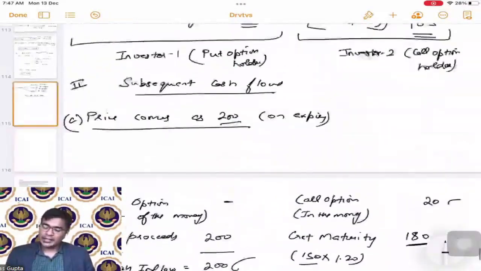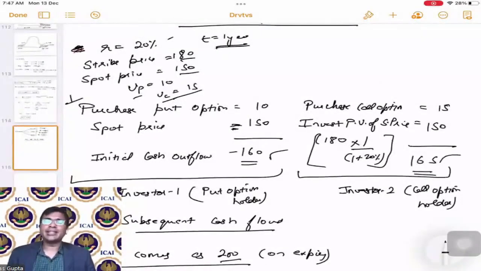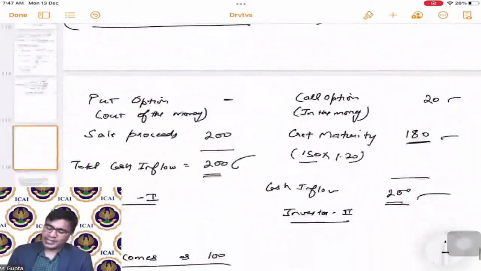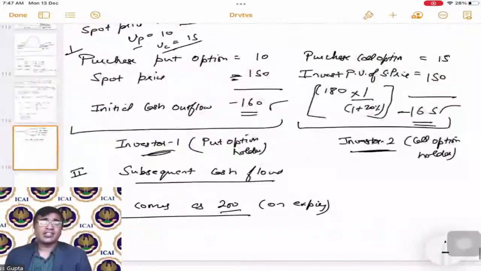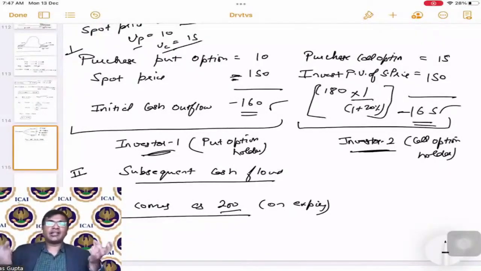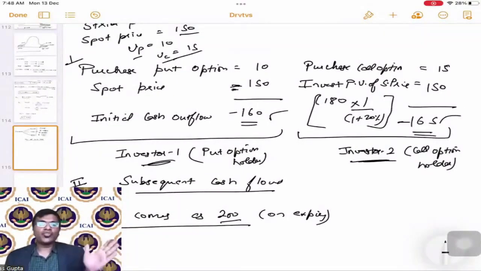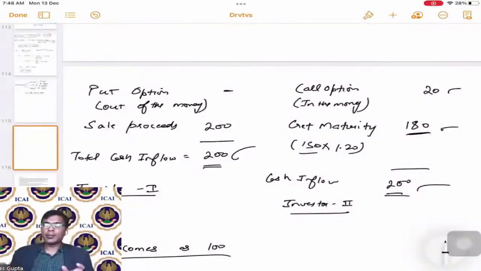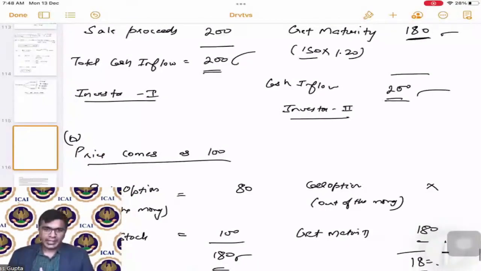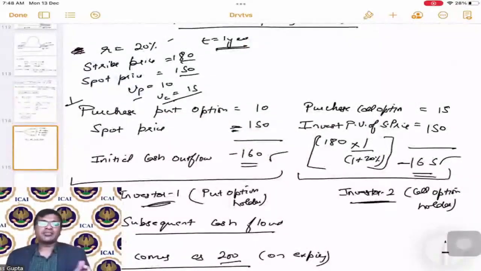So don't you think that their initial cash flow should also be the same? Because why will an investor invest in the second scenario? He will always invest 160 rupees in this, and he will get the same cash flow that he would have got by investing 165. So don't you think, on the basis of demand and supply, market forces will bring the investor one cash outflow equal to the investor two cash outflow? Because ultimately, subsequently, both of them will get the same amount. Correct? That means the initial amount of investment will also be equal.